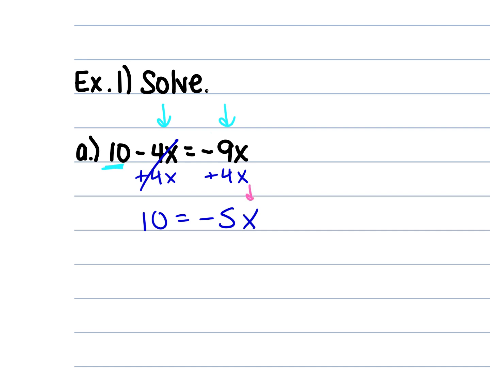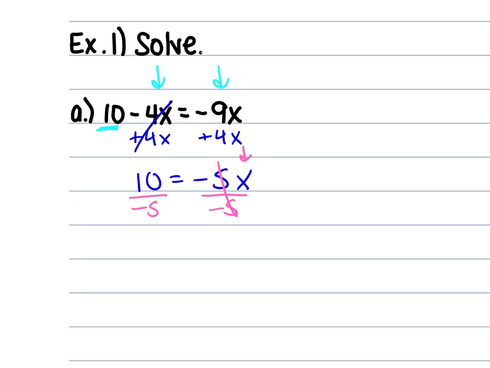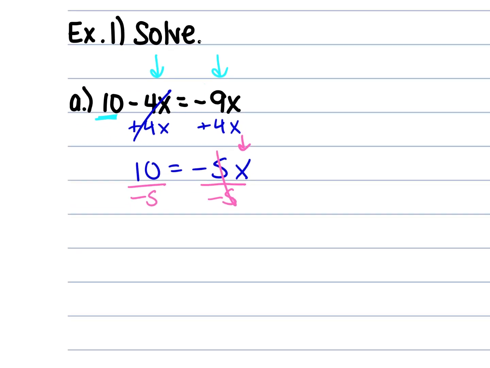Again, I want to get the variable all by itself, so since x is being multiplied to negative 5, I'm going to do the opposite and divide both sides by negative 5. So it cancels out on the right, and then 10 divided by negative 5 is negative 2. So negative 2 is equal to x. It doesn't matter which is on which side. You could say x is equal to negative 2 if you wanted to flip it around, but it doesn't matter.